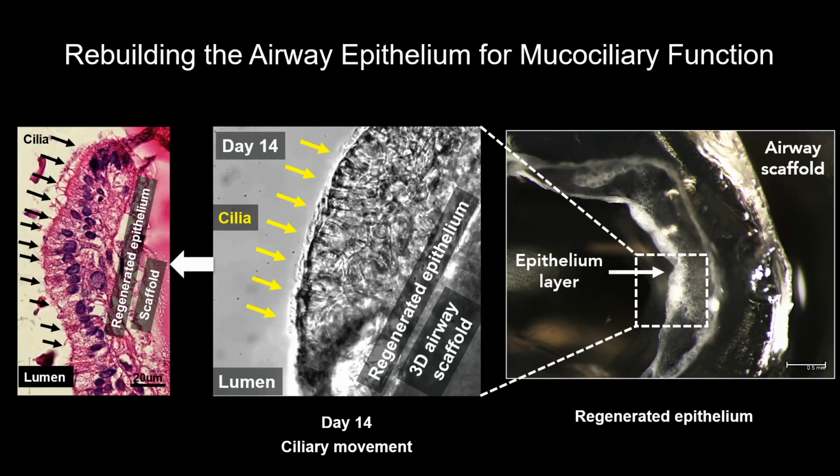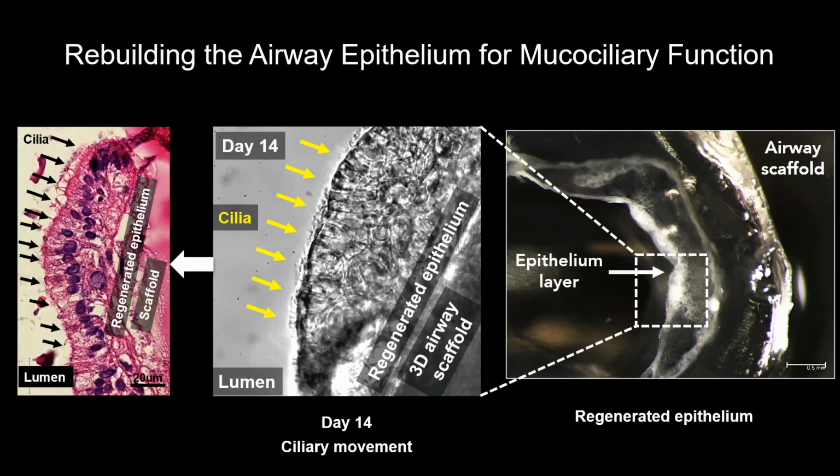To validate this further, we sliced and stained the scaffold for histology. What we see here confirms the presence of differentiated and ciliated epithelial cells along the lumen, supporting our airway lining successfully regenerated within the 3D environment.